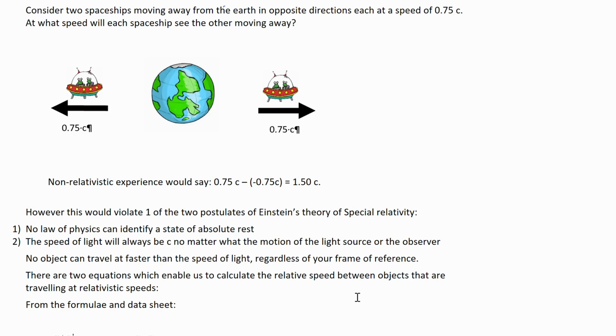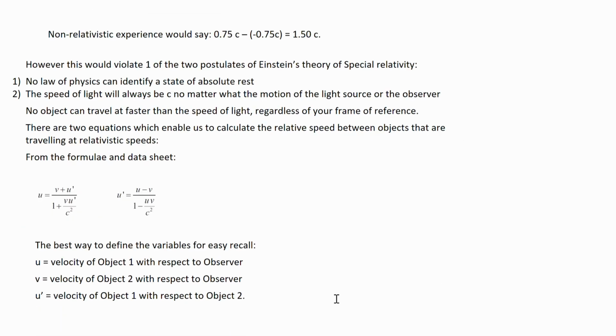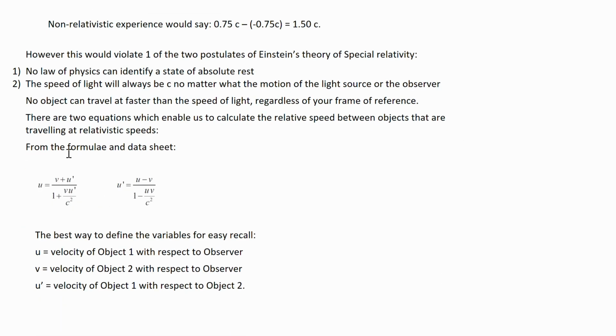We actually have two equations that are on our formula and constant sheet to calculate the relative speed between objects that are traveling at relativistic speeds. Remember that relativistic speeds are talking about when we are at fractions of the speed of light. In everyday circumstances, we don't need to worry about that. So if we're talking about 100 kilometers per hour, that is not a relativistic speed, so we don't need to worry about these equations. Okay, so let's have a look at the equations straight out of the formula and constant sheet. So there's no need to memorize, thank goodness.